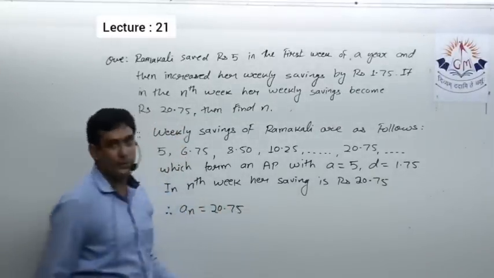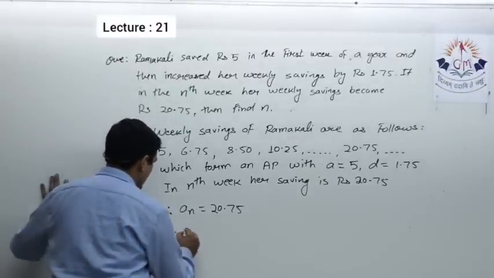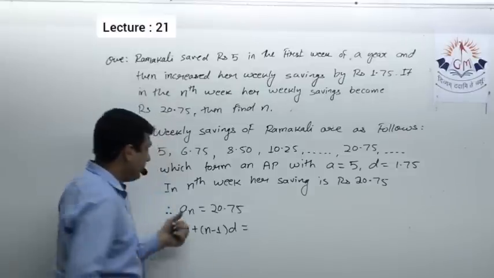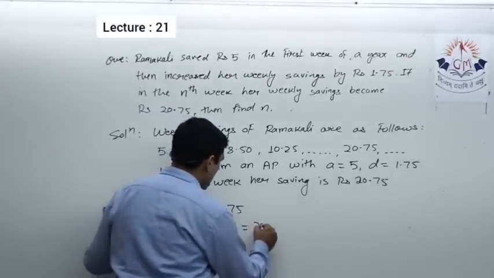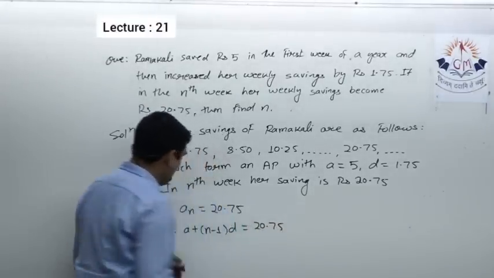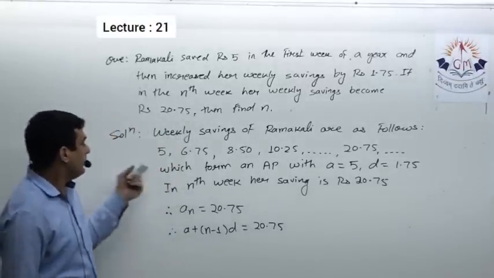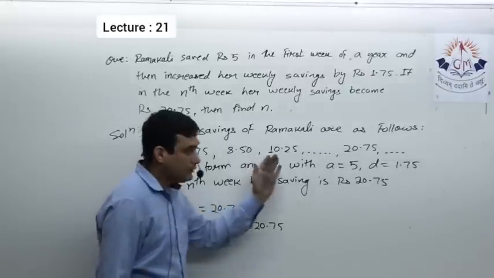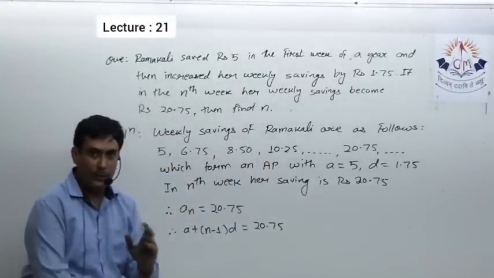Now we have to obtain the n, so we'll apply the formula a plus n minus 1 into d, which is equal to 20.75. Now if we keep the values of a and d, we'll get the n. The thing that you have to understand is what the terms are as per the question and whether those terms form an AP or not.